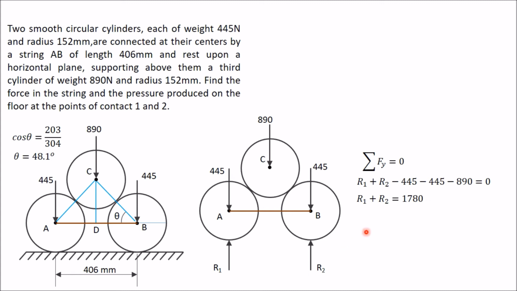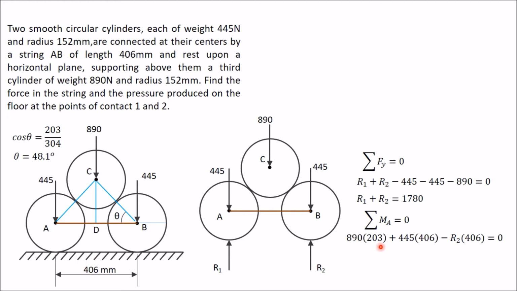Now next you have to apply summation M equal to 0. So you have to take moment of all the forces with respect to any point. I have chosen point A. Through this point two forces are passing, R1 and 445 Newton. So take sigma MA equal to 0. Applying this equation you will get 890 into 203, this is the 890 Newton force, and its perpendicular distance is AD, which is equal to half of 406 mm.